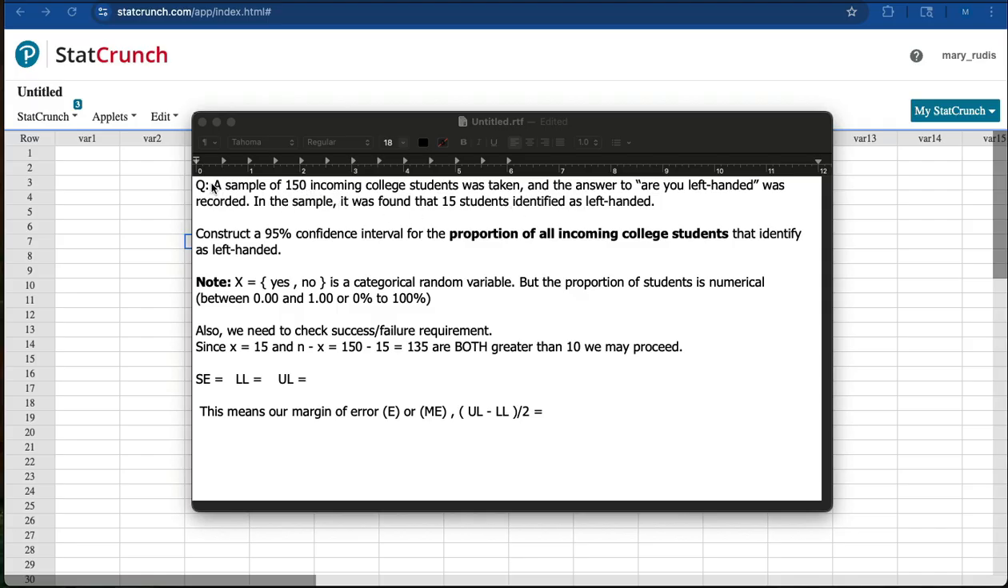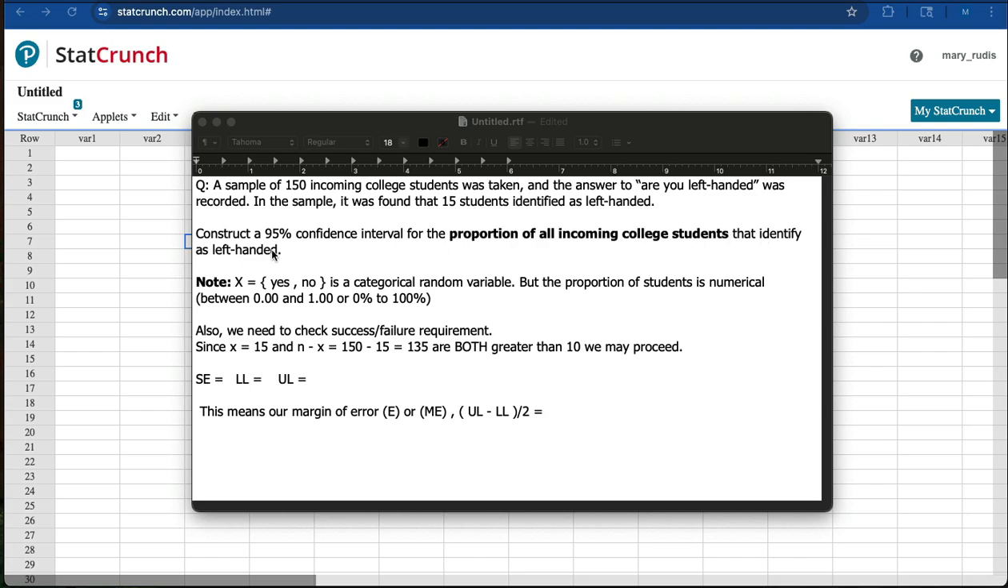So let's read. A sample of 150 incoming college students was taken, and the answer to "Are you left-handed?" was recorded. In the sample, it was found that 15 students identified as left-handed out of the 150. So we're being asked now to construct a 95% confidence interval, or basically an estimation interval, of the true proportion of all incoming college students that identify as left-handed.